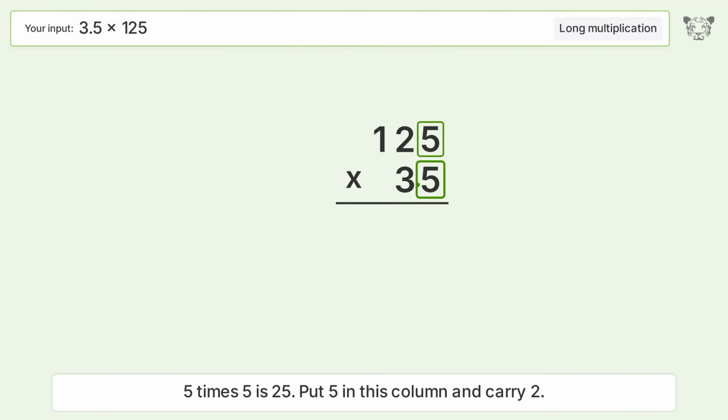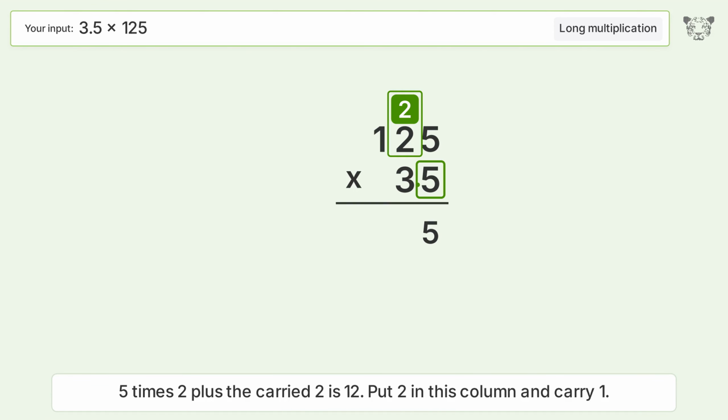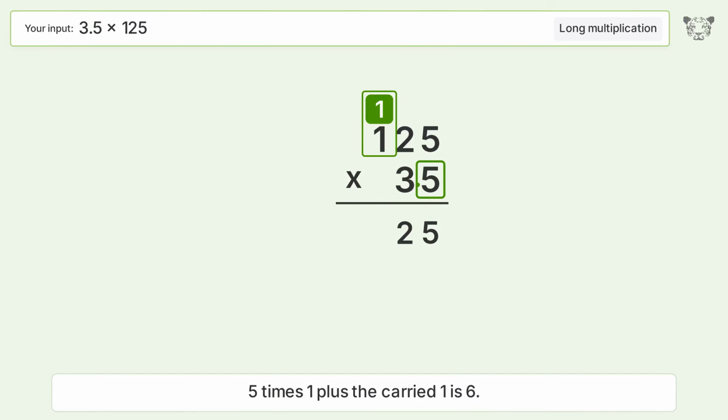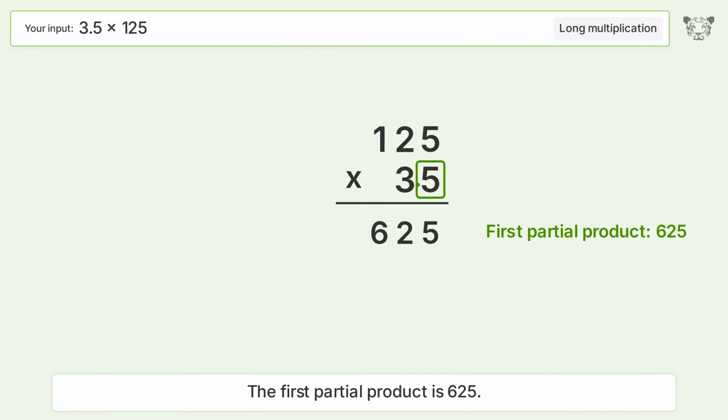5 times 5 is 25. Put 5 in this column and carry 2. 5 times 2 plus the carried 2 is 12. Put 2 in this column and carry 1. 5 times 1 plus the carried 1 is 6. The first partial product is 625.